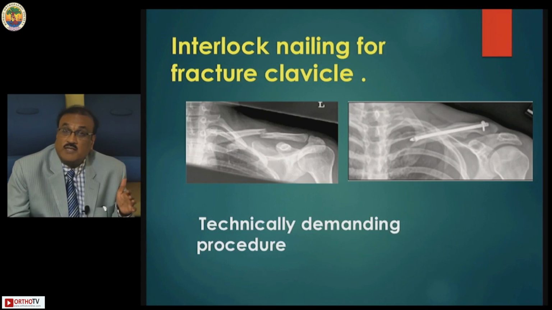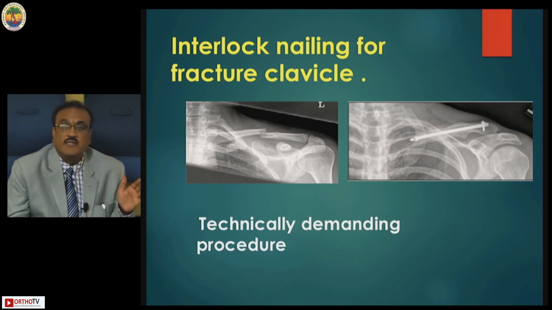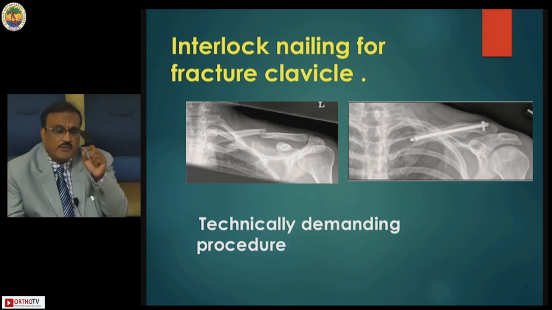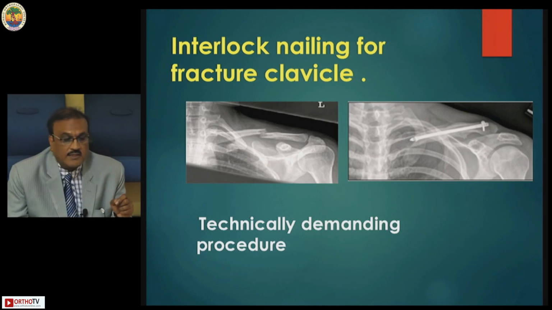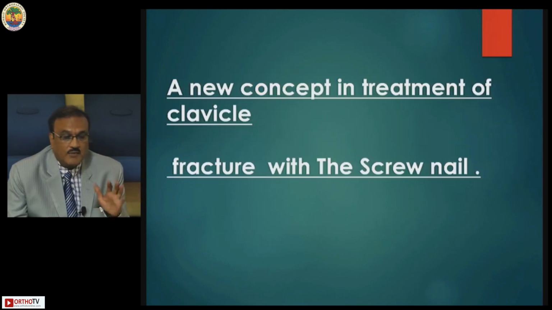So, therefore, to nullify this migration problem, interlocking nailing for fracture clavicle has been devised, and they have also given a very good result, but technically it is demanding, and through a very small hole it is very difficult to do interlocking nailing. Therefore, I have devised a new concept in the treatment of clavicle fracture with a screw intramedullary nail, which will prevent migration of the nail.